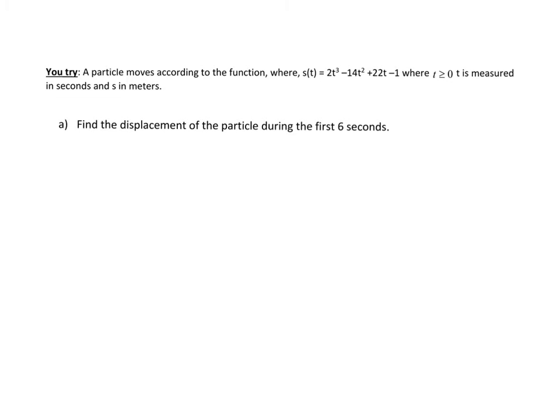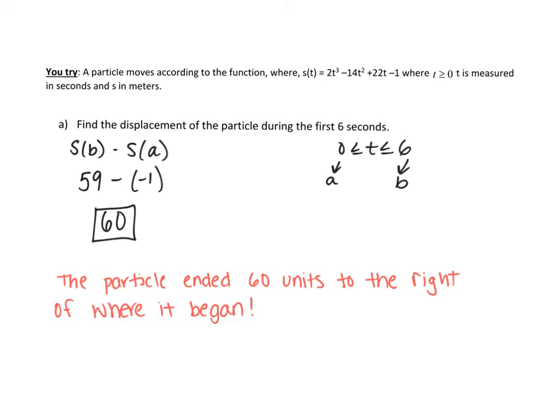Okay, here is the work for part A. All right, so a couple of things to look out for. When you're doing S of B minus S of A in this problem, please make sure you recognize this double negative. So you should have gotten 59 minus negative 1 for S of B, which, by the way, S of B was S of 6, and S of A was S of 0. So at 0 and 6, that's what it means to be the first 6 seconds. And I know it didn't ask you to explain, but it's important that you know that since it's positive, the particle actually ended 60 units to the right of where it began.